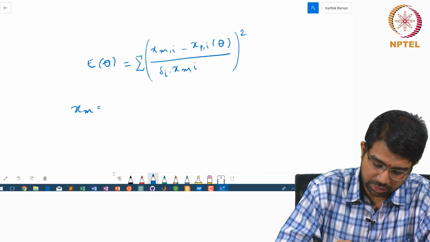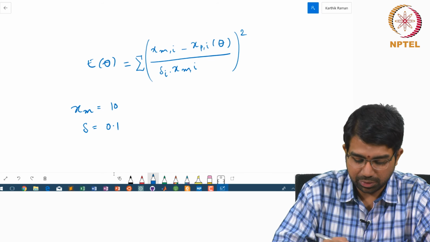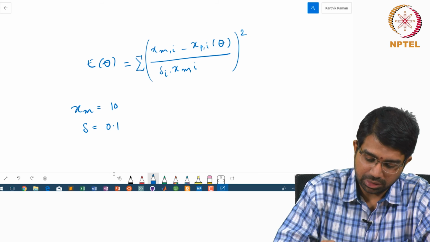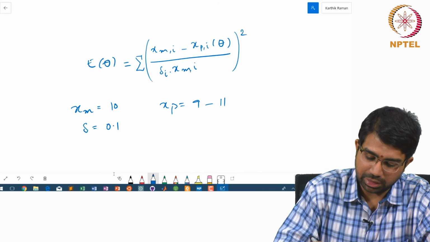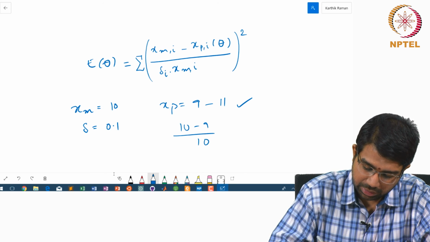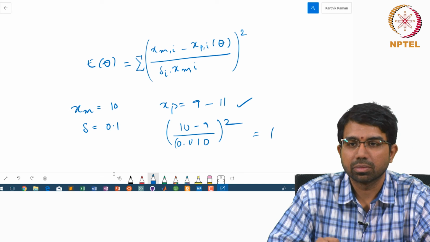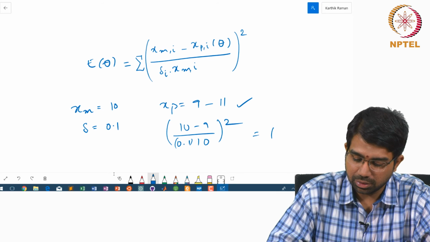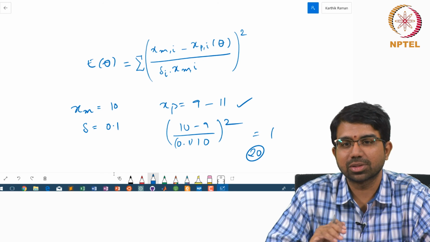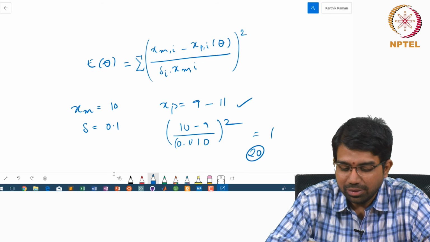let us say x measured equals 10 and delta equals 0.1, which means that you do not want to penalize any number within 10% error. So, if x predicted is 9 or 11, between 9 and 11 it is a good thing. For 9, what is the error that you will get? You will get (10 minus 9) by (10 into 0.1), whole squared, that will actually be 1. And you have 20 such points. So, a total error of 20 is actually very reasonable. Of course, if you got 10 as the exact value, you would have gotten a 0.